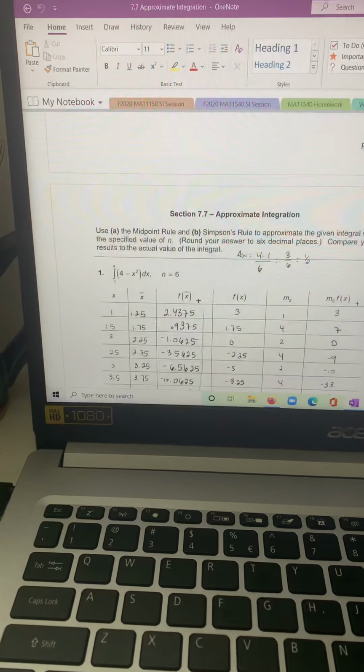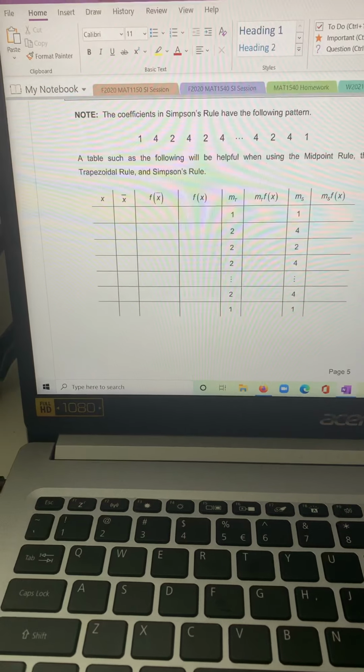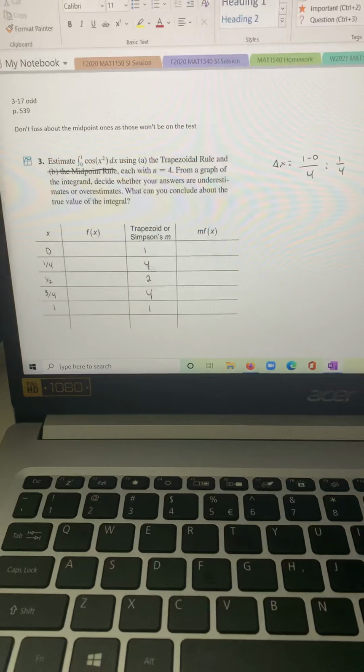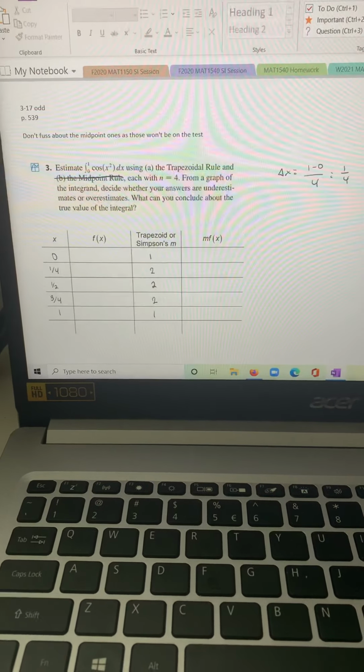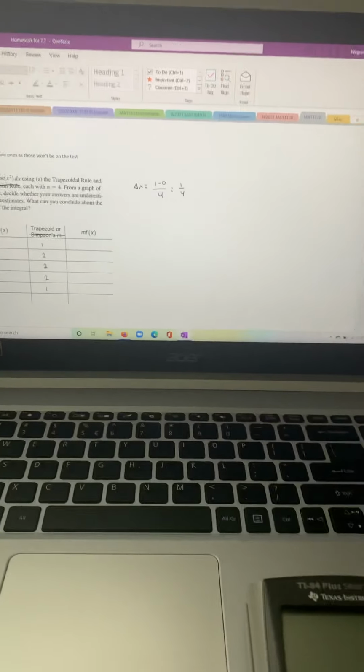Shoot, no, I think I did Simpson's rule. Yeah, trapezoid rule should just be 1s and 2s. So I will fix this. This is going to be a 2. This is going to be a 2. Cross that off. Okay, so now switching to the calculator.